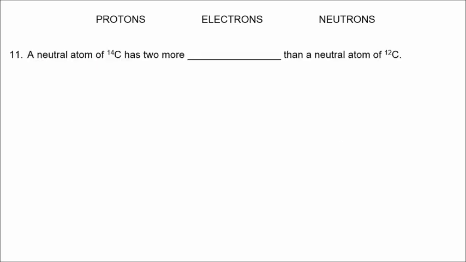Number 11, a neutral atom of carbon-14 is going to weigh a little bit more than carbon-12 because it has 2 more neutrons in its nucleus. So neutrons contribute to the mass, but do not change the identity of the element.